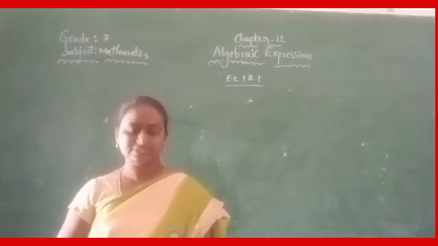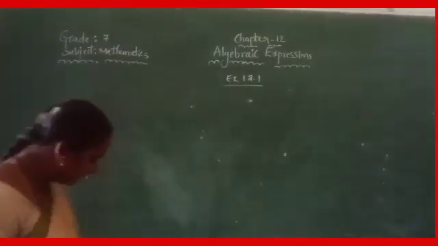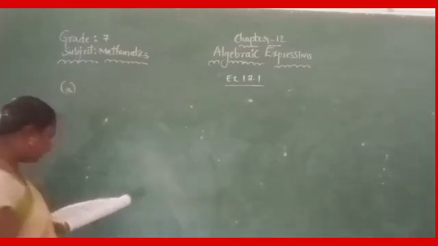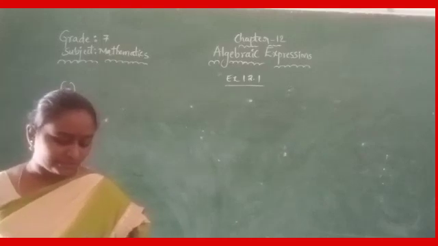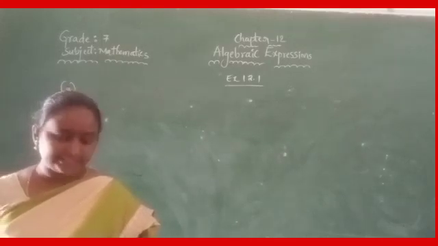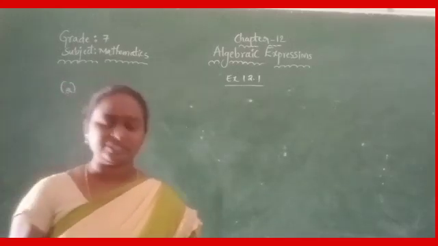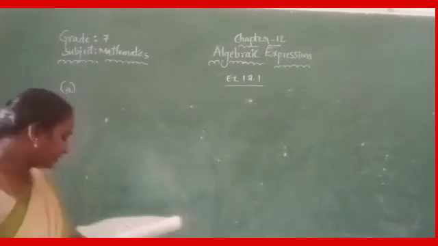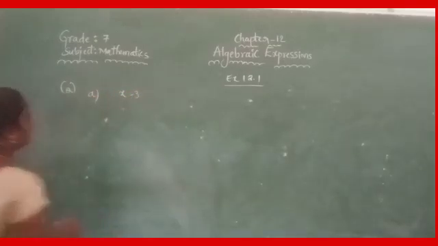Take your notebooks and textbooks, and write the second question in your notebook. See in your textbook, the second question. What is it? Identify the terms and their factors in the following expressions. Show the terms and factors by tree diagram, a tree having branches. Like that we will show the terms and the factors of the expression. Right, the first expression is x minus 3.